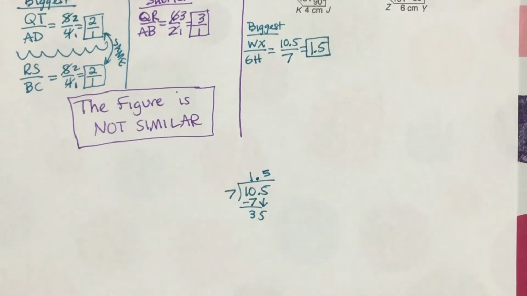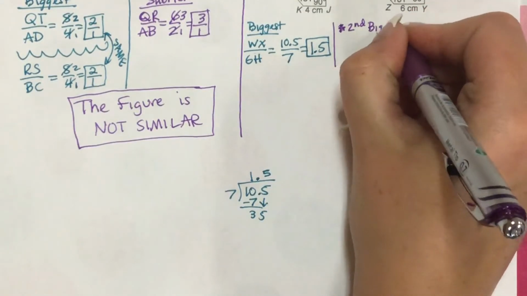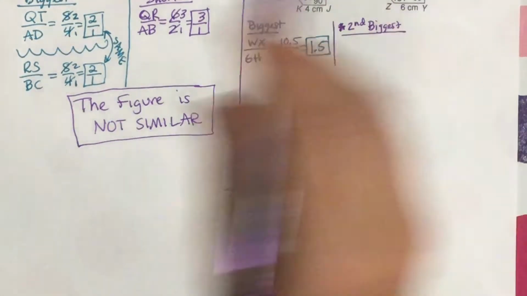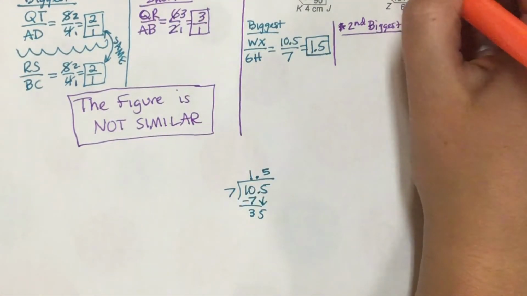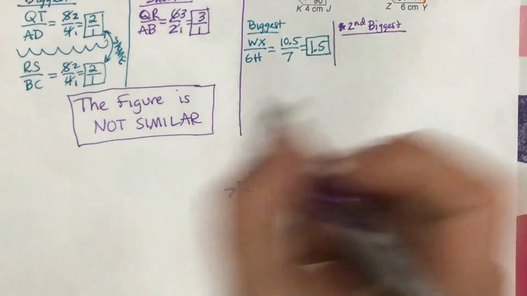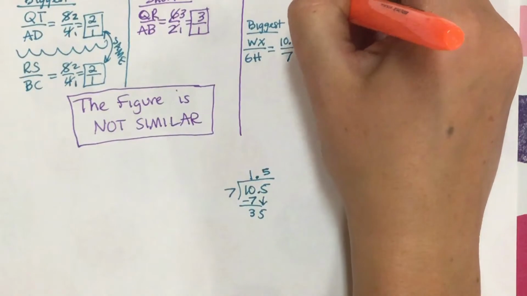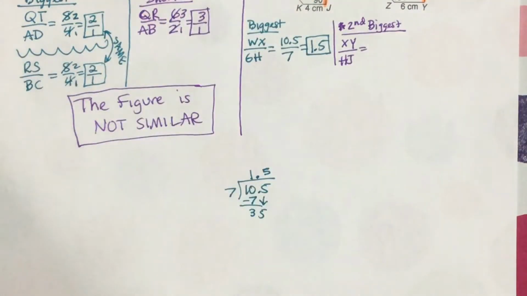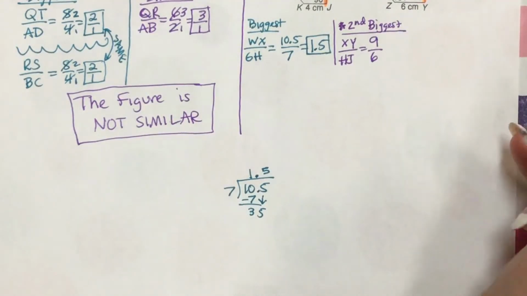We're going to go now to the next biggest one. We'll call it the second biggest. This is the biggest, this is the second biggest. Make sure we put the big quadrilateral on top. The second biggest would be right here, 9. So what side is that? That's called XY. So it's going to be XY over the second biggest over here, HJ. And then we fill in the numbers. We have XY is 9 over HJ is 6. So we have 9 divided by 6.